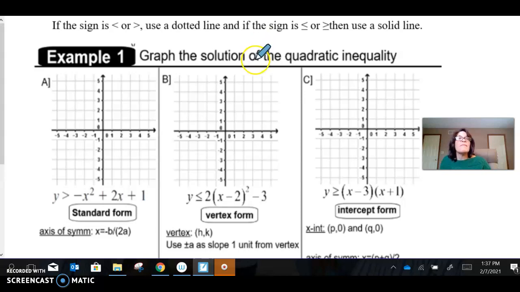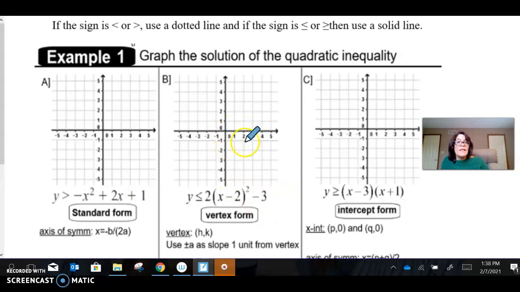If you don't mind, I'm going to start with letter B because I like graphing in vertex form the best. It's just the easiest one to graph in, right? So I'm looking and I notice it doesn't say y equals. It says less than or equal to. So at least I know I'm going to use a solid line, but then there's going to be some shading, because it's not just equal to, it's also less than the graph of this parabola.